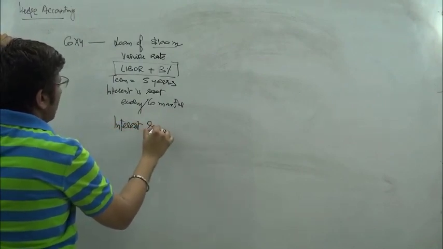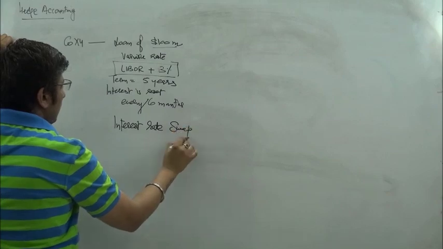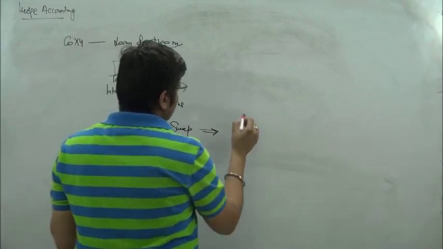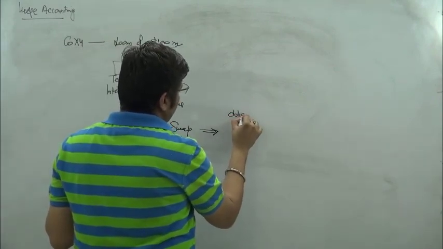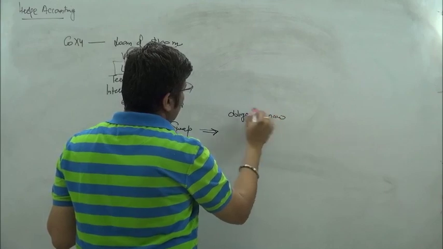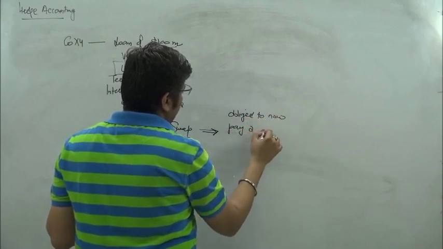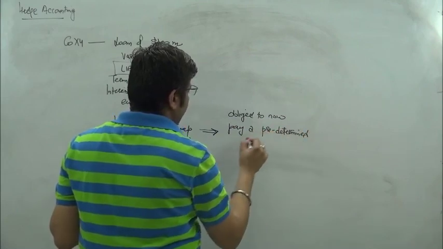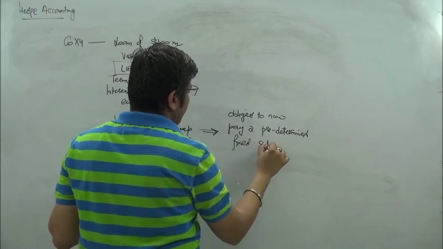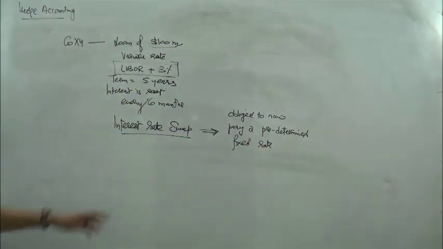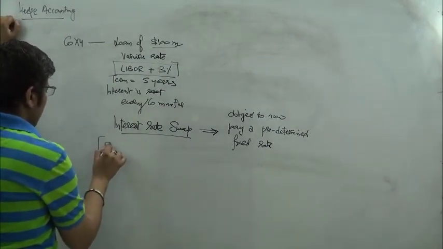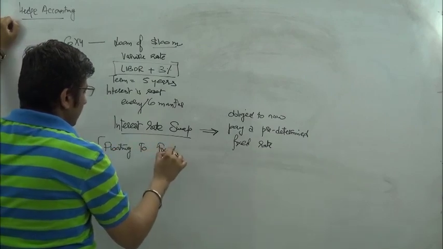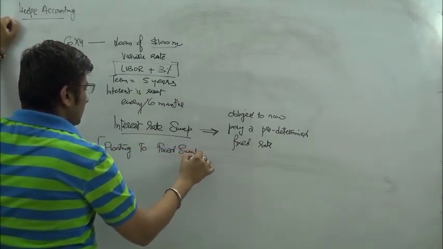interest rate swap, where it is obliged to now pay a predetermined fixed rate, right? So this swap would be a floating to fixed swap here.